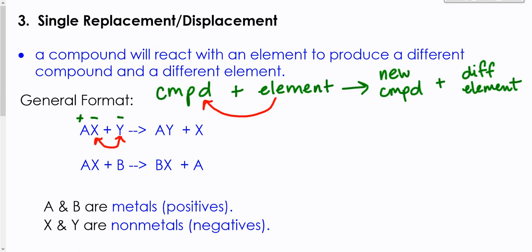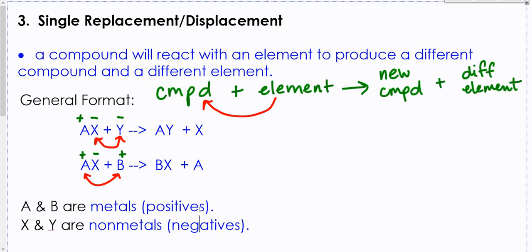This could also happen in this second one. We have AX plus B, and that turns into BX plus A. In this case, we can see that B and A switch places. A has to be positive because it's first, and X is negative, your anion, and that would make B a cation. That's why B and A are able to switch, because they are the same charge. So the metals, or the positives, are switching, and the negatives that switch are nonmetals like A and X.